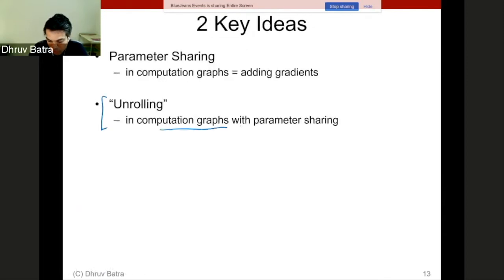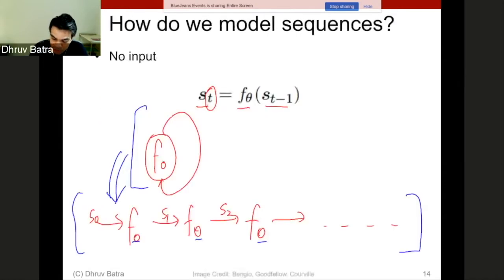In computational graphs with parameter sharing, this is a powerful idea on its own. It does not necessarily need to be coupled with parameter sharing. The idea is that some computation graphs may appear to have loops if drawn naively. If f is a function that both outputs s and also takes s as input, then it may appear that this computational flow graph has a loop. F has an output that is also its input.